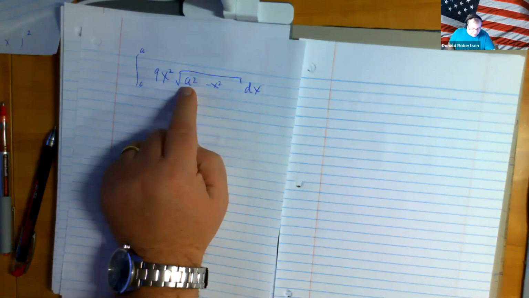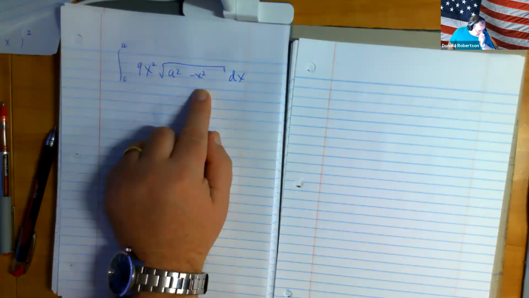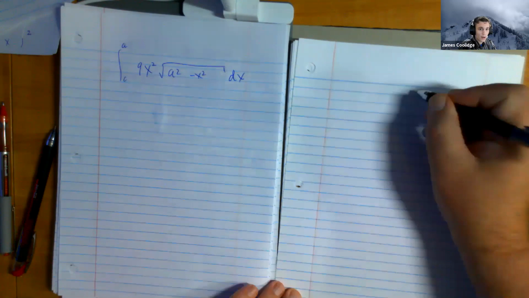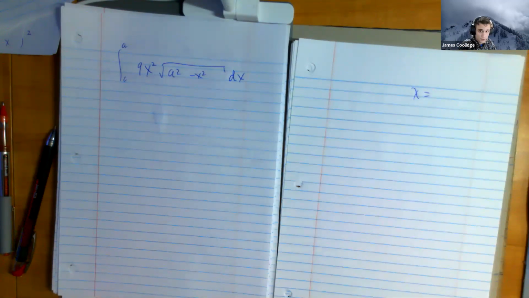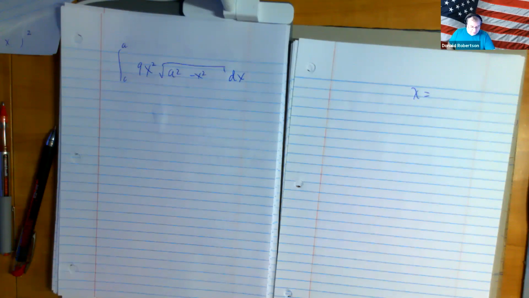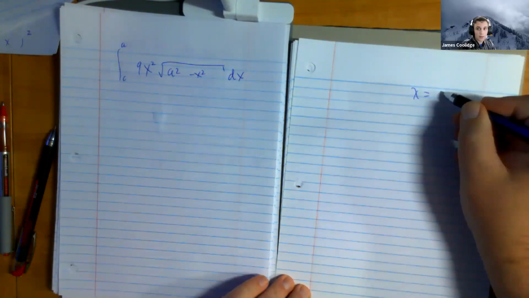So I'm assuming that you don't really have a problem with the a squared minus x squared. No. Is this correct? Maybe that is your problem then. What is the x substitution that you would use in this case? It would be x equals a sine of theta.